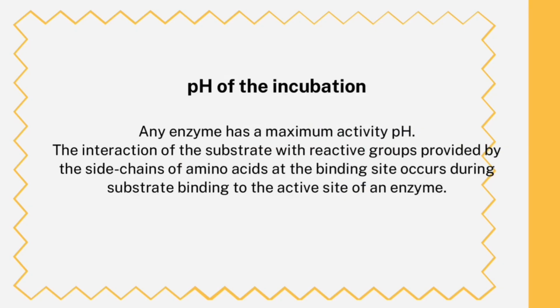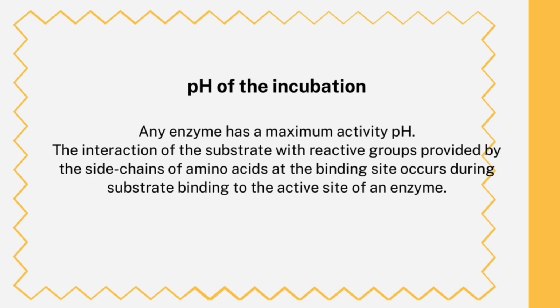pH of the incubation. Any enzyme has a maximum activity pH. The interaction of the substrate with reactive groups provided by the side chains of amino acids at the binding site occurs during substrate binding to the active site of an enzyme. The pH of the incubation medium may influence the ionization of both the substrate and the amino acid side chains, affecting binding. It may also alter the ionization of reactive groups that catalyze the reaction, albeit this is less likely in the microenvironment of the catalytic site when it's occupied by the substrate.